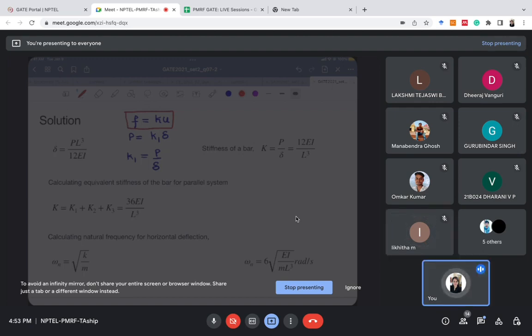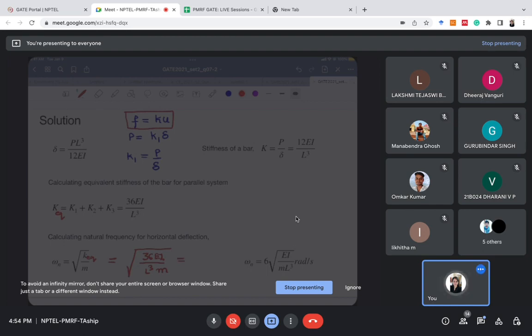So K1 is known to us now. K1, K2 and K3 all are the same. We just have to find K equivalent as K1 plus K2 plus K3. We'll simply find it, and it is coming out to be 36 EI by L cube. Now we'll put in the formula: natural frequency omega equals under root of K equivalent by M. K equivalent is 36 EI by L cube and M is M. Mass is given as M only.